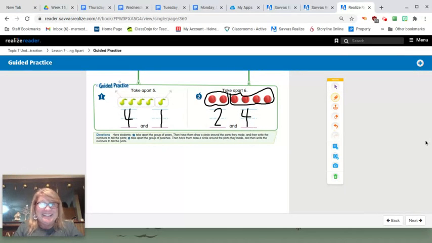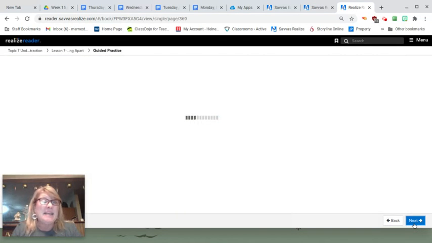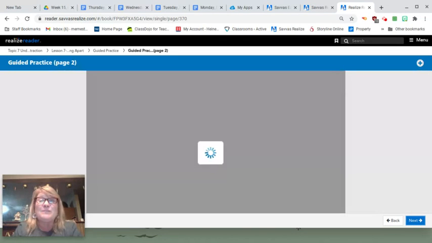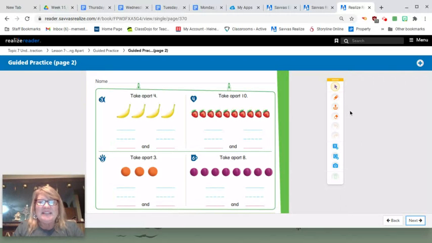Good work, kindergartners. All right, let's go to the next page. I'm going to help you a little bit on this page, but then I'm going to leave you to do the rest of it on your own because I think you can do it. I'm going to grab my pencil. Actually, I don't even need my pencil because you're going to take apart 4. You get to divide it wherever you want.